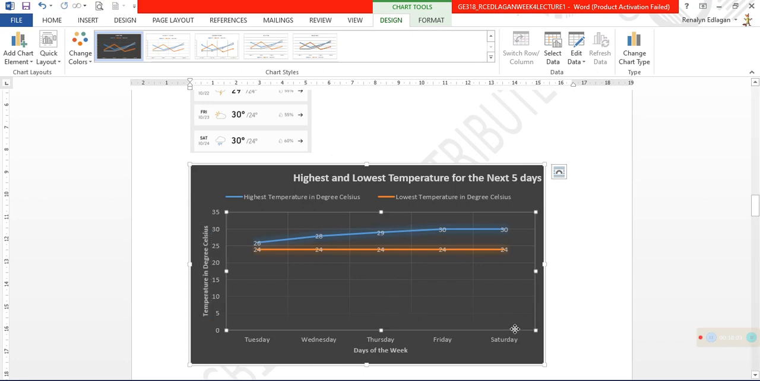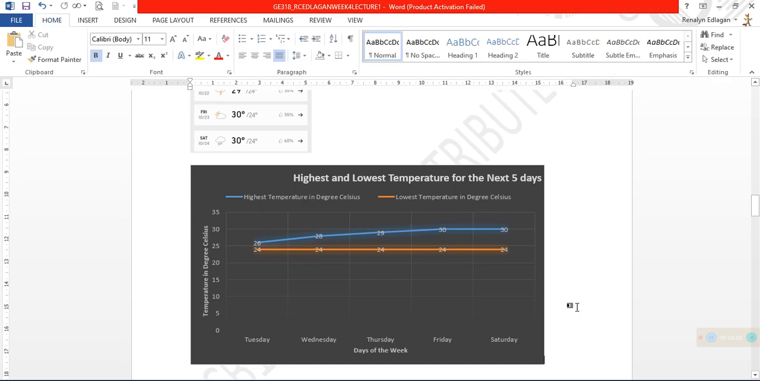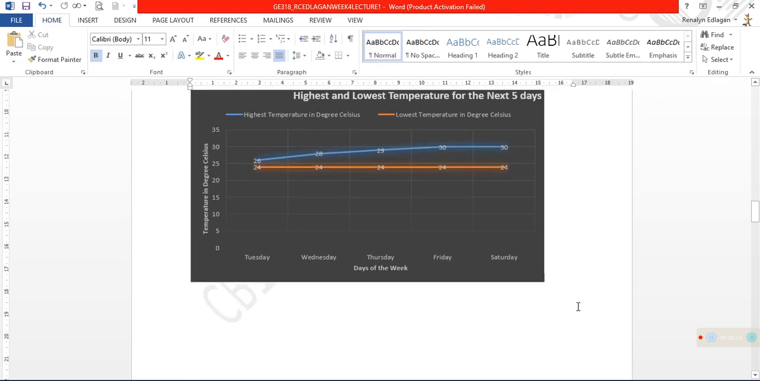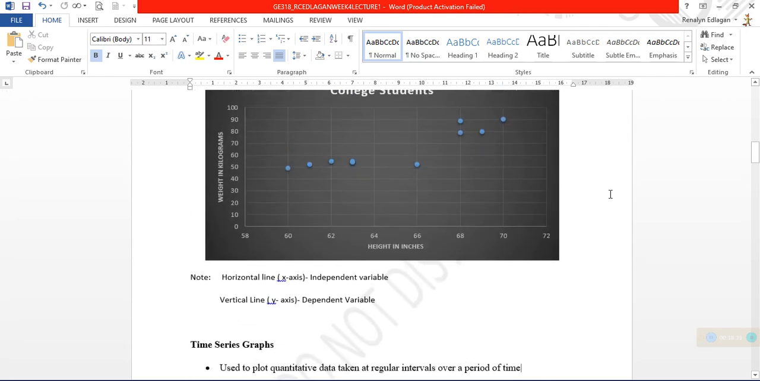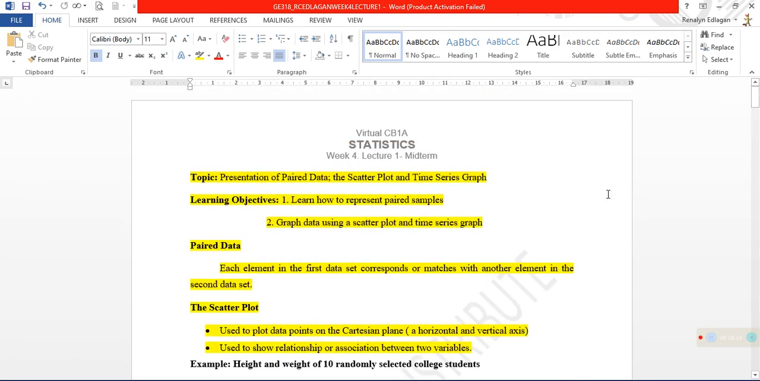Ayan. So, that is going to be the end of our discussion for today. I hope I made it very clear kung paano mag-generate ng mga graphs and kung saan gagamitin yung dalawang bagong graphs na inintroduce natin, scatter plot and time series graph.